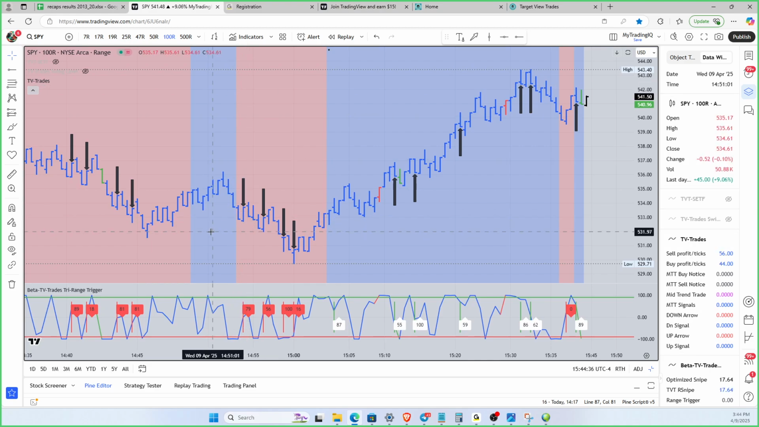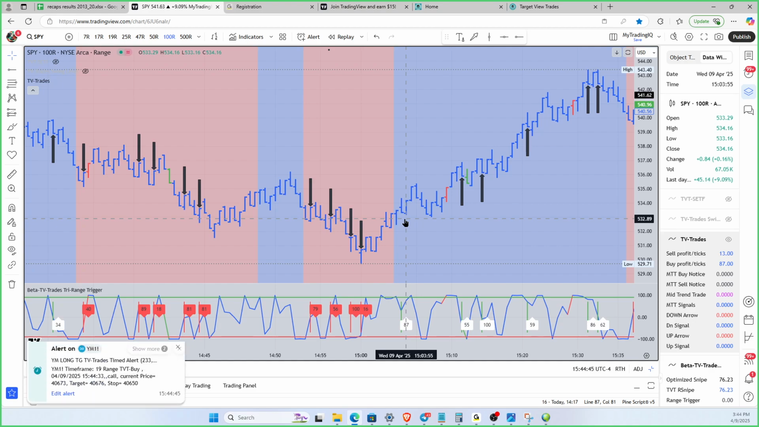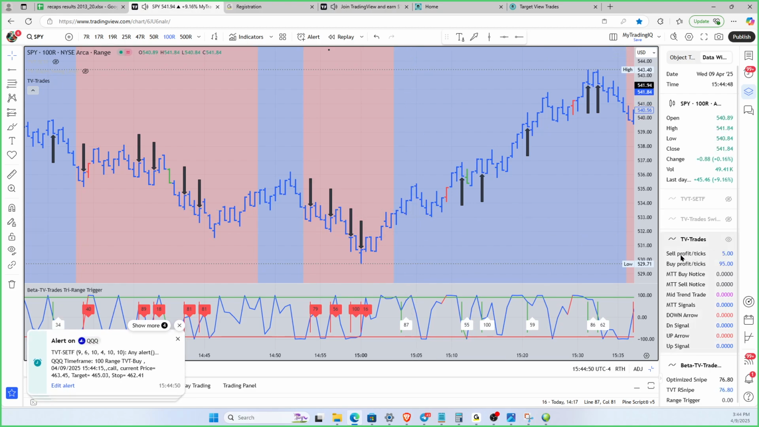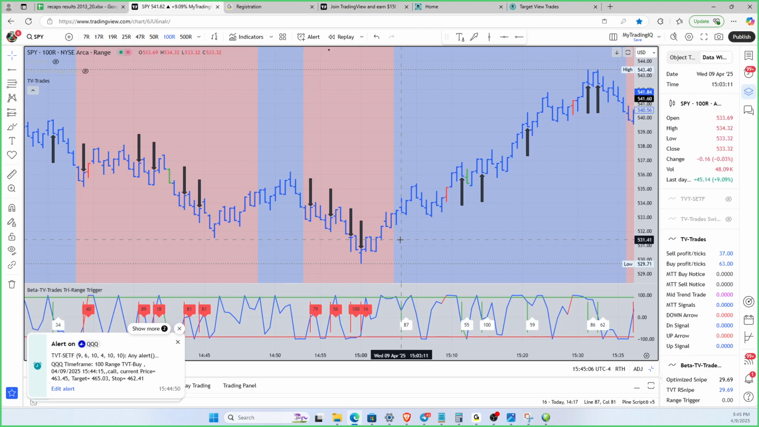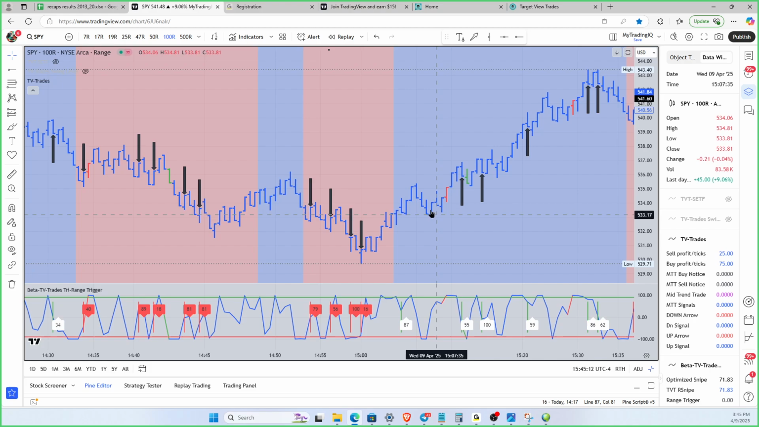Now, what that does, for every single bar, it tells you the distance from the open to the top of the bar and the distance from the open to the bottom of the bar. We're on 100 range bars here, the sell profit ticks is the distance from the open to the bottom, and the buy profit ticks is the distance from the open to the top. So this bar right here, you can see the open to the top is 22, and the open to the bottom is 78. This bar, 37 by 63. This bar, 13 by 87. I put that information in there for you guys.